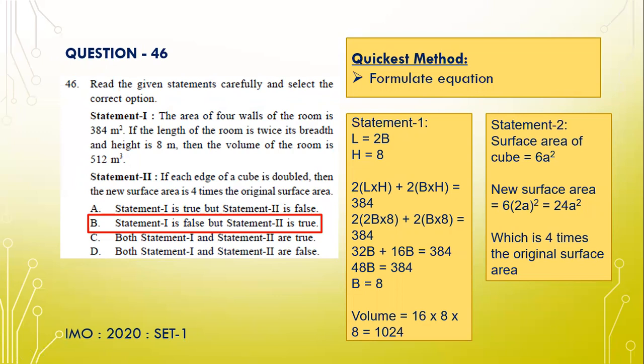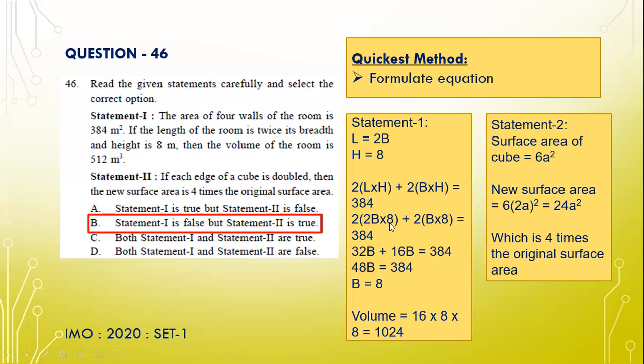And what is the volume of the room? The area of the four walls of the room is 384. Let's calculate the area: one of the walls is length into height, so the area of the four walls is 2 into L plus H plus 2 into B plus H. So that is the total area of the four walls. So 2 into what is L?